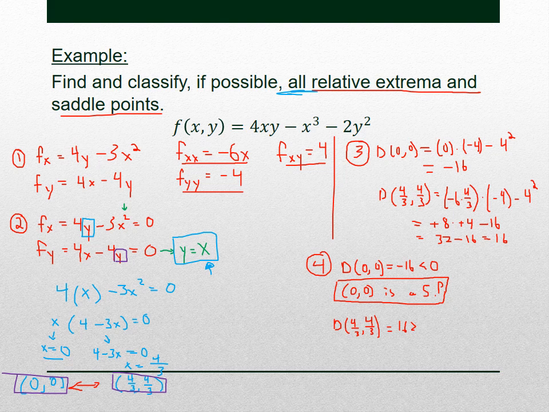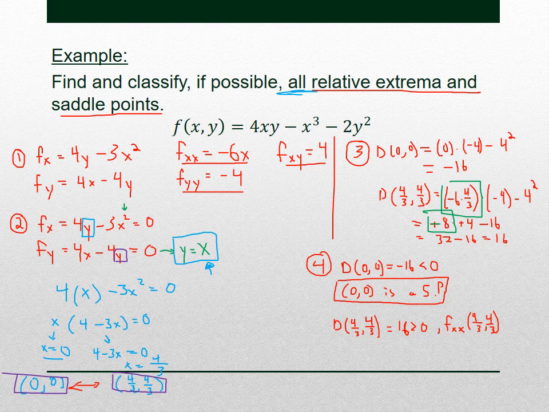So now in this fourth step, we need to check both of these guys again. So what happened with (0, 0)? D of (0, 0) is negative 16. Whoops, missed my negative sign. And negative 16 is negative. So following that d-test, since we got a negative number, this critical value (0, 0) is a saddle point. All right, so that d being negative means we got a saddle point.